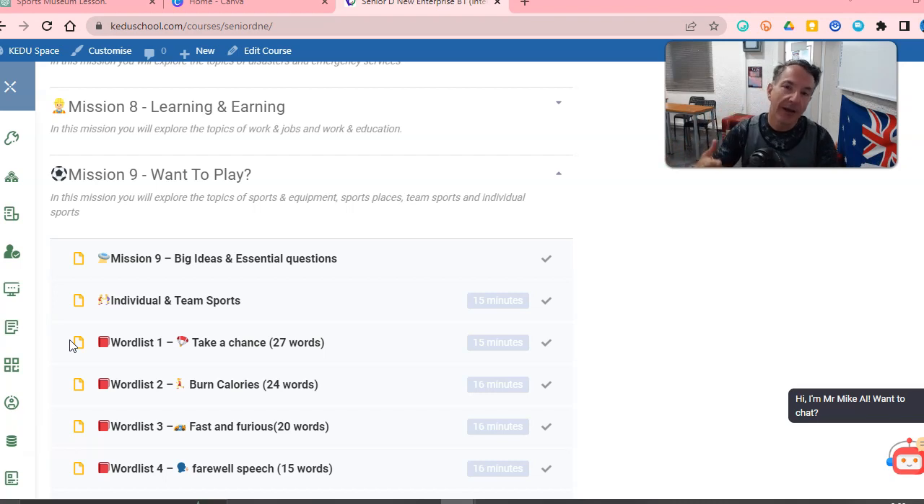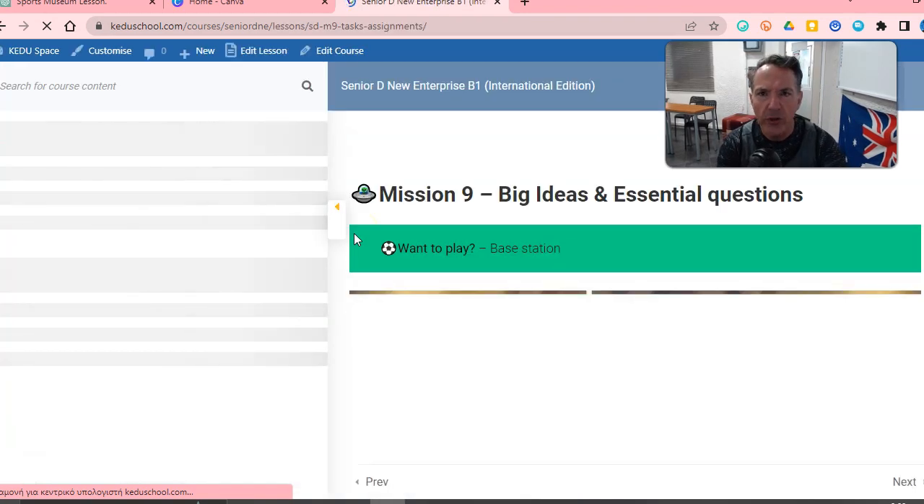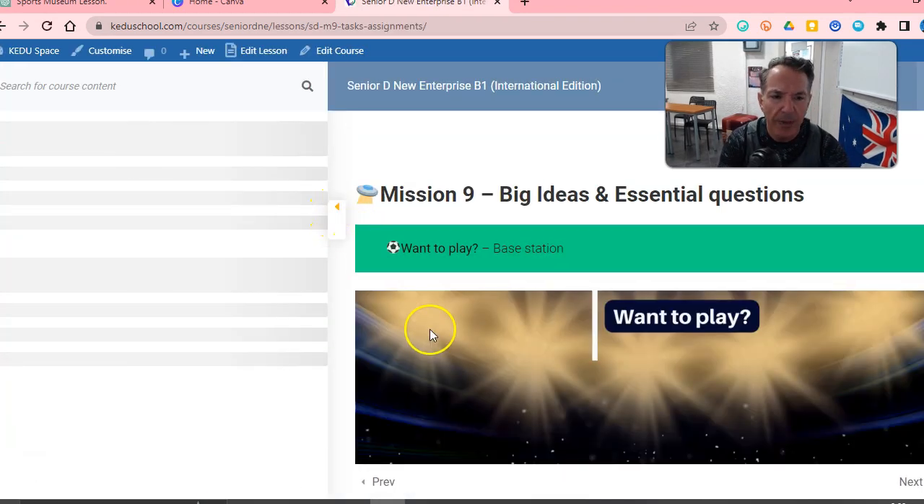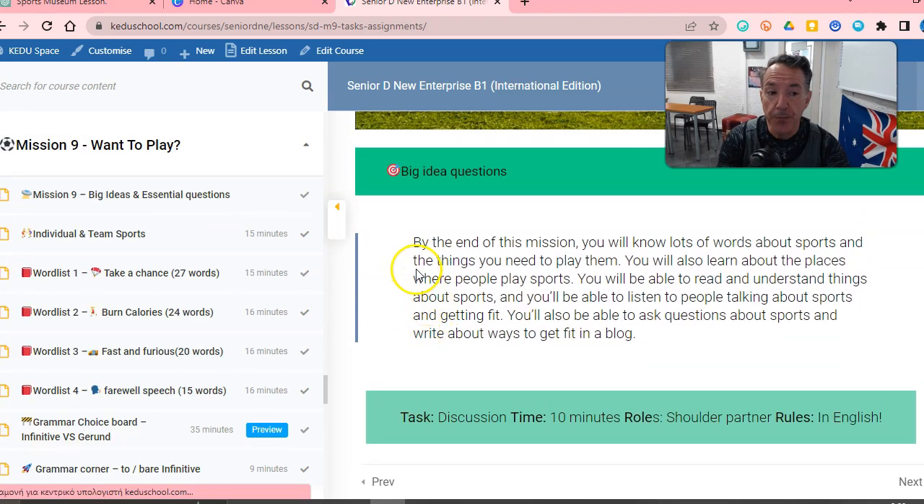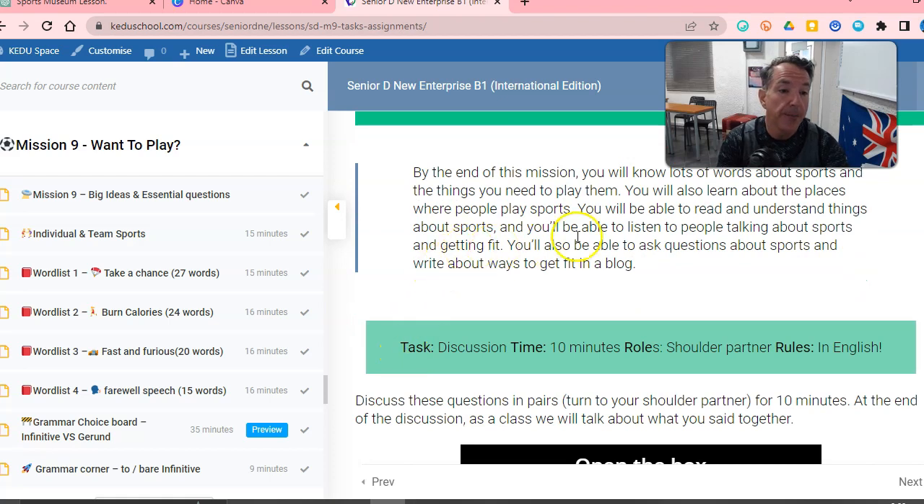The context is young learners in an EFL classroom. I think I'm going to target B1, which is Senior D. Basically, a while back we did a module on sports, the typical sports and equipment words about sports and the things you need to play them, like the equipment, the places where people play sports, talking about sports and getting fit.